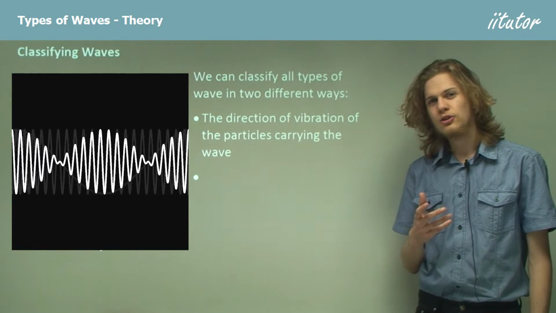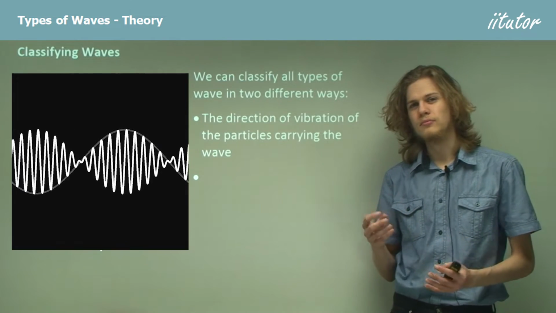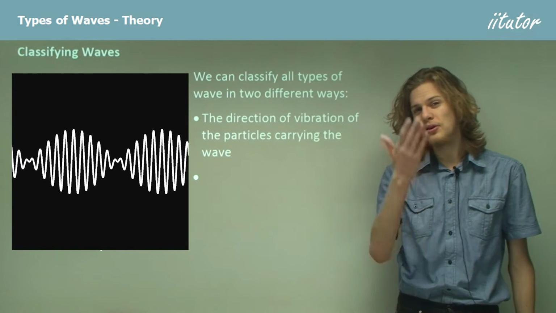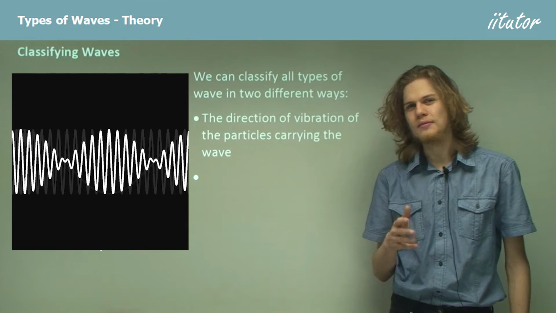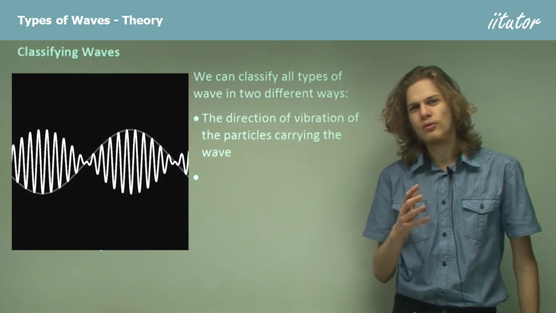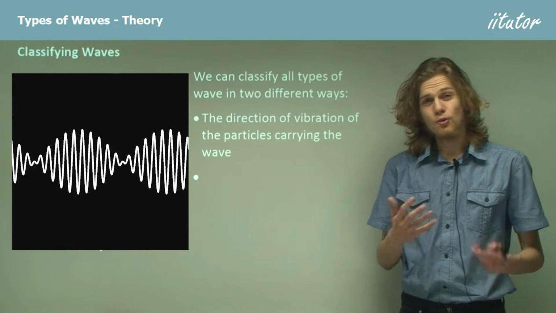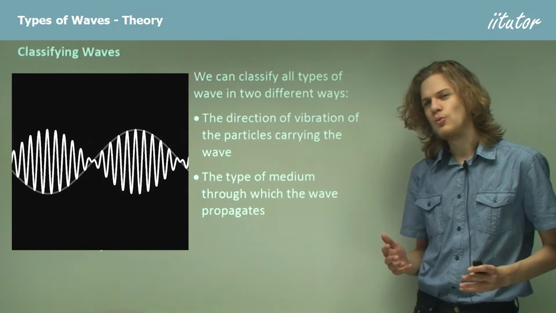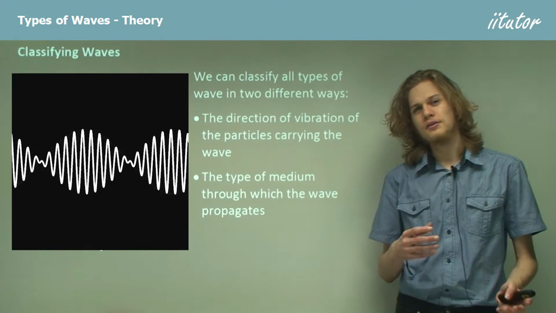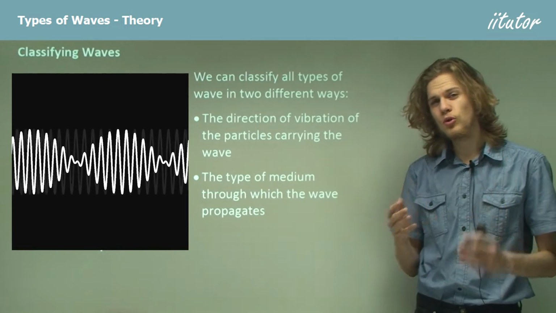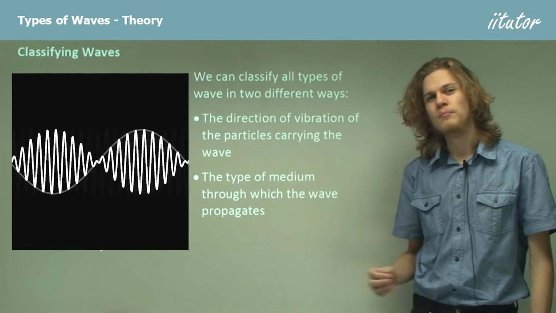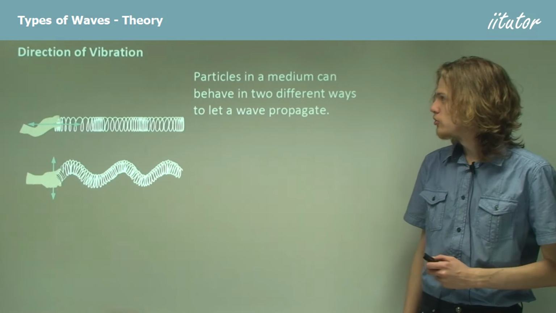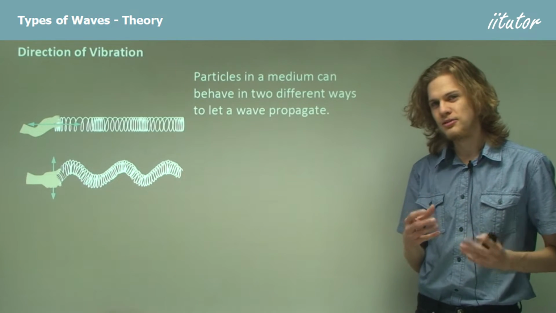the wave. It turns out that for water waves, the ripples will cause the water to vibrate up and down, but for some other sorts of waves, this isn't the case. So we'll be looking at that a bit later. The other way that we can differentiate between waves is by looking at the medium through which the wave propagates. So we'll be looking at different sorts of waves, the way that particles move in them, and the medium that they travel through. So first of all, let's look at the direction of vibration.